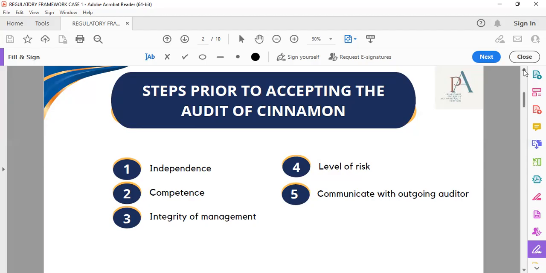You would need the services of an expert. If you cannot arrange for that, then you don't have the requisite competence to undertake the audit.